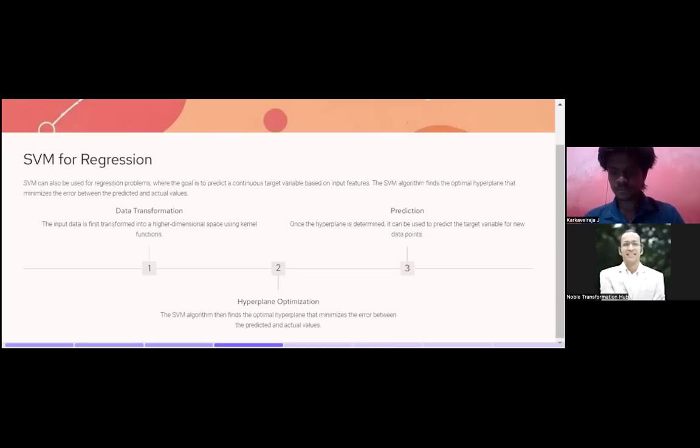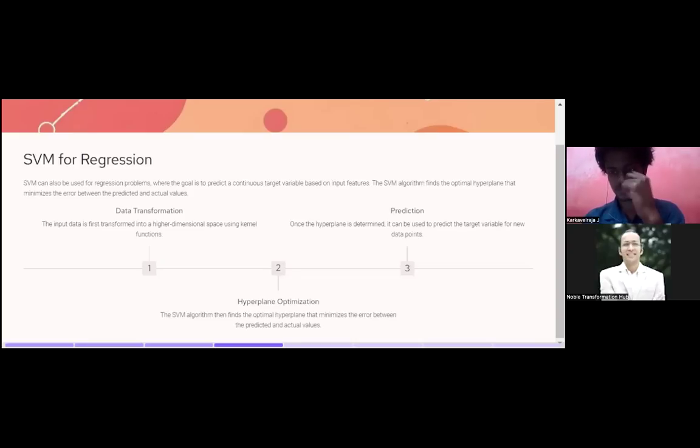Yes, so SVMs for regression. We have talked about classification. Now let's talk SVMs for regression. We know now what SVM, support vector machines, is. They are very powerful for classification, and now let's understand they're powerful for regression.